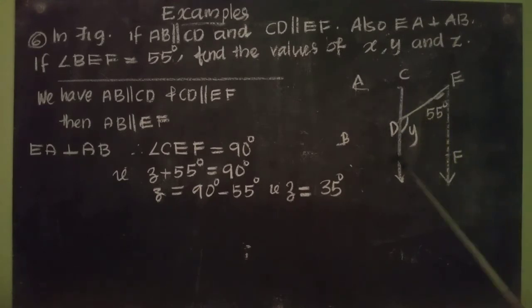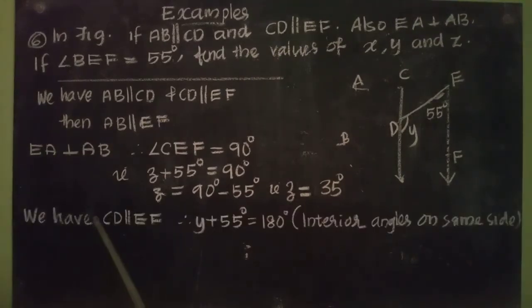This line CD and line EF are parallel lines. Then what about these angles Y and 55 degrees? We know they are interior angles on the same side. And we know if the lines are parallel, interior angles on the same side are supplementary. That means their sum equals 180 degrees.